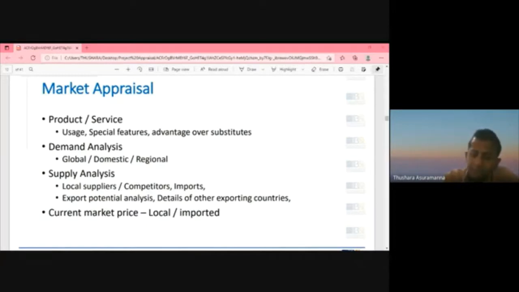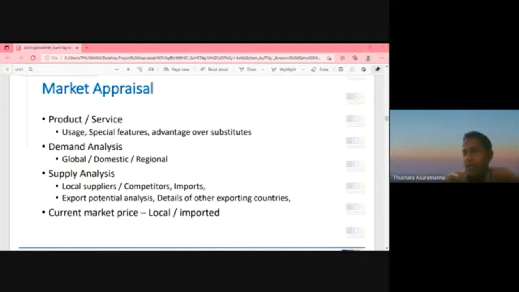Demand analysis. That is, what could be the global, domestic, or regional demand? So basically, what's the present level of demand for the product or service? Maybe you are into the export market, or the local, or the regional markets. So you need to understand where your market is and what the potential is. Is it growing demand, stagnant, or reducing, declining demand?